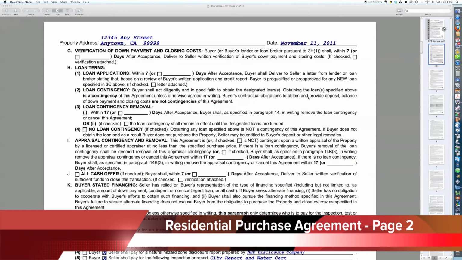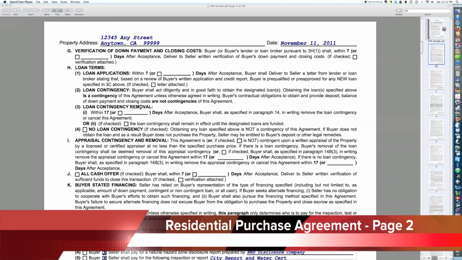Buyer's contractual obligations to obtain and provide deposit, balance of down payment, and closing costs are not contingencies. So if the buyer misrepresents that they actually have the money, that's not a reason within the contract to be able to cancel the contract. However, if the loan is not able to be obtained, that is a reason to cancel the contract.